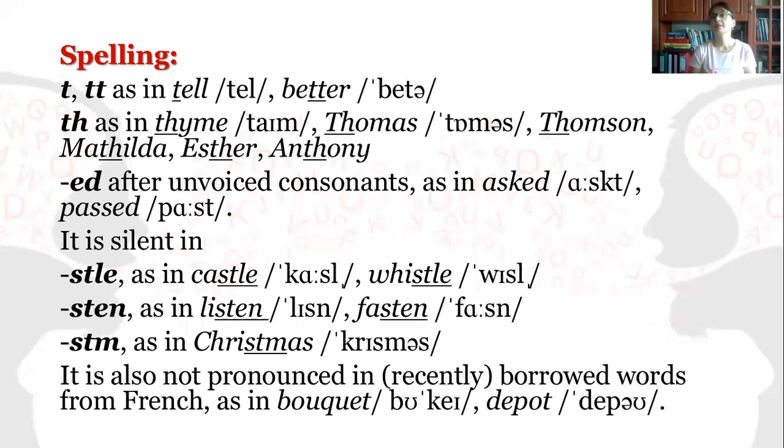Okay, now what about the spelling? It can be spelled with the help of t or double t. We speak about letters, so we have to say according to the alphabet. So as in tell, better, or th, as in time, Thomas, Thompson, Matilda, Esther, Anthony. Ed after unvoiced consonants, as in asked, past. T is silent in castle, whistle, listen, fasten, Christmas. It is also not pronounced in recently borrowed words from French, as in bouquet or depot.